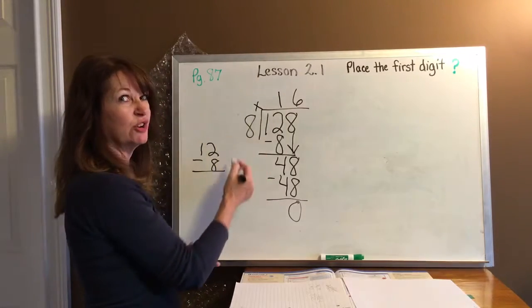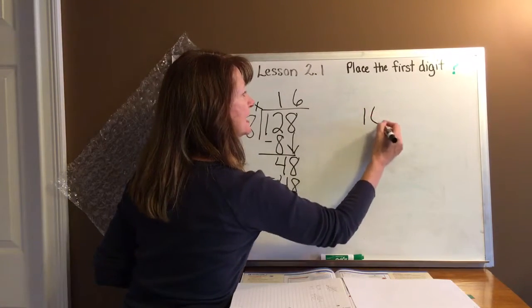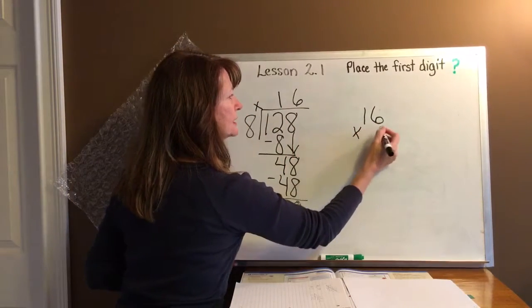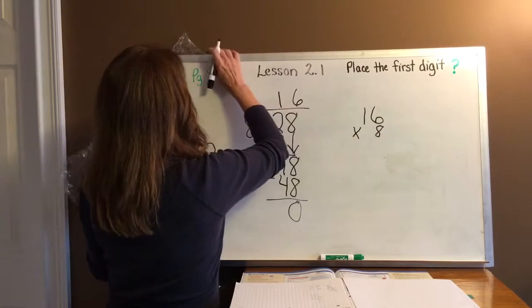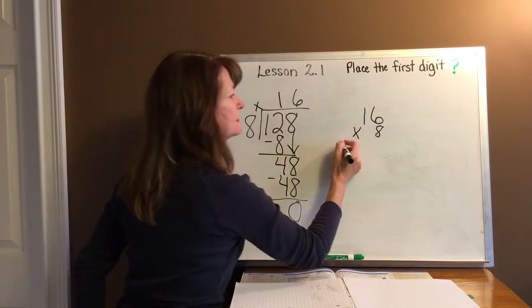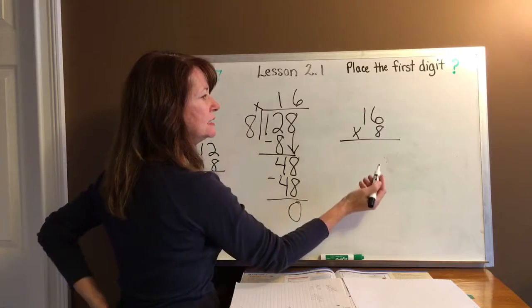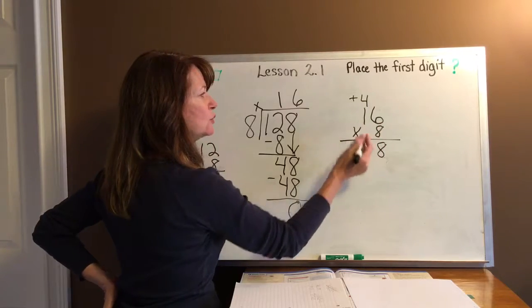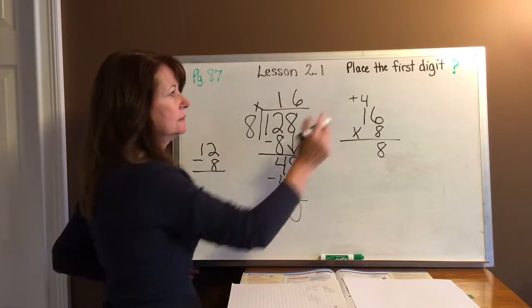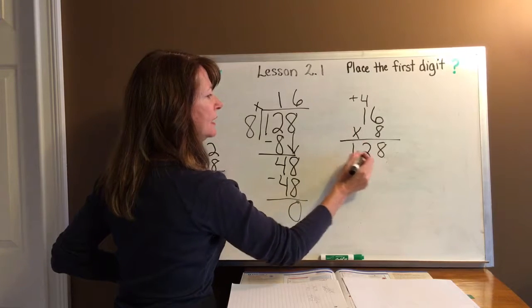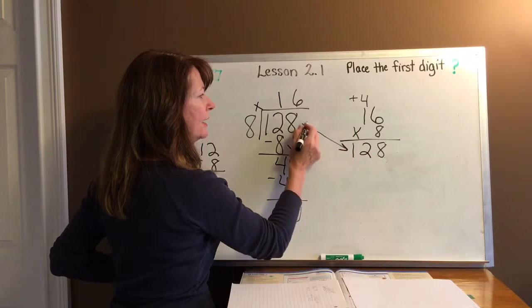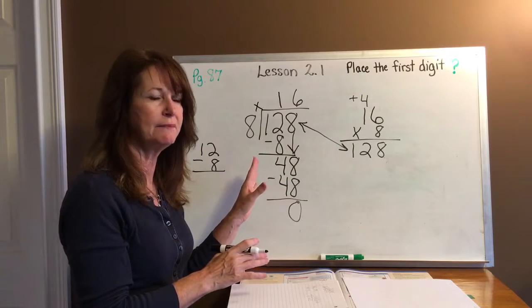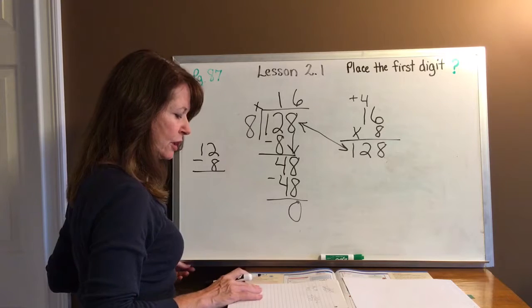All right, so what do we multiply? Well, I've kind of already shown you right here. We're going to multiply 16, which is our quotient, times our divisor. 16 times 8. So 8 times 6 is 48, that's right. And then 8 times 1 is 8, plus the 4, 128. So right here, I have just guaranteed myself that this problem is correct. Okay? All right, let's go ahead and look at another problem.